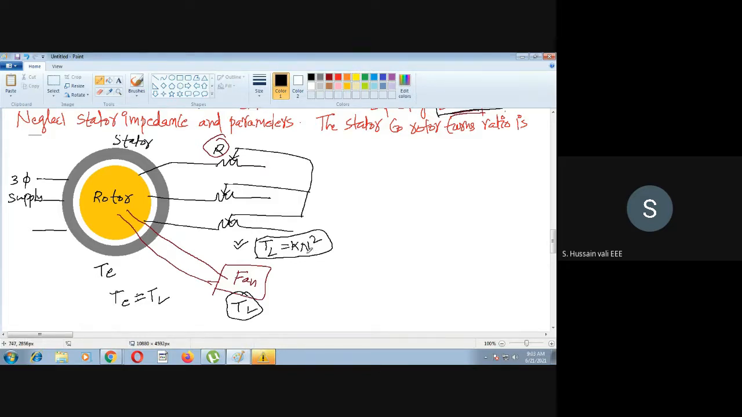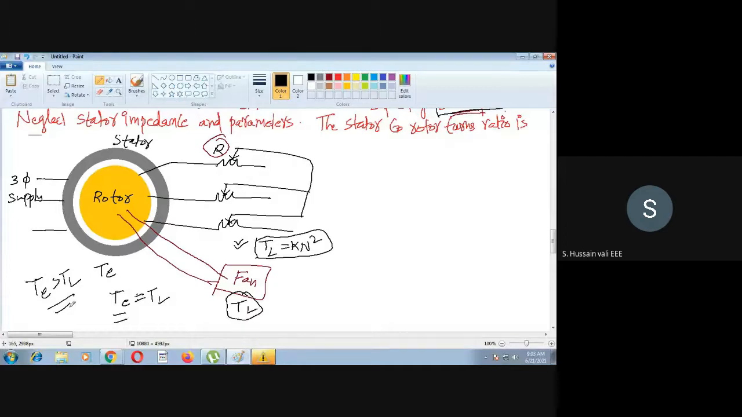So when speed is zero, that is during starting of the induction motor or during starting of the fan, you turn on the fan. As soon as you turn on the fan, that is during starting, the speed of the rotor and also the speed of the fan is zero. So when the speed of the rotor, speed of the fan is zero, load torque is zero. Whereas what is the electromagnetic torque? Immediately electromagnetic torque has developed something. So this Te is now greater than TL during starting.